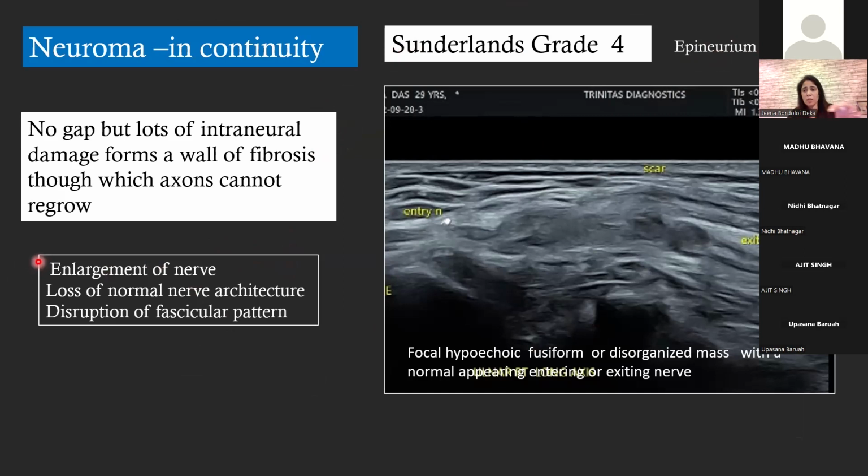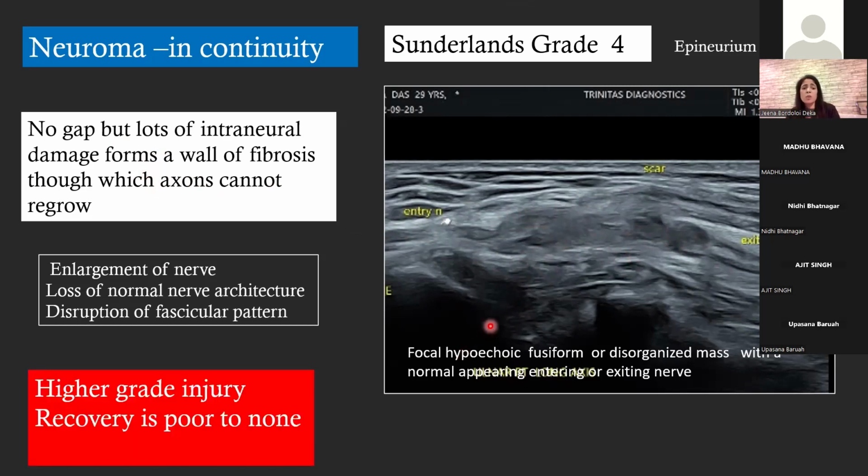So neuroma in continuity occurs in Sunderland's grade 4, where the epineurium is intact, but the rest of the nerve components are disrupted. So there is no gap, but there is a lot of intraneural damage, which forms a wall of fibrosis through which the axons cannot grow. There is just a focal hypoechoic fusiform or disorganized mass at the site of injury, and then there is an entering and an exiting nerve. There is no gap in the nerve, but there is a disorganized mass, and this is nothing but a neuroma in continuity. There is a loss of the normal nerve architecture and a disruption of the fascicular pattern. So this is a very high-grade injury, and the recovery is poor to none.